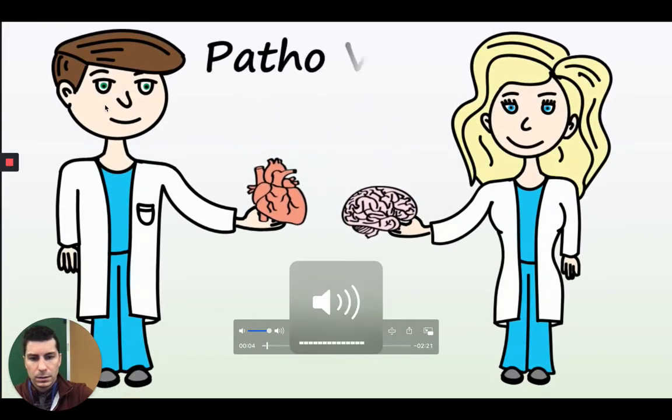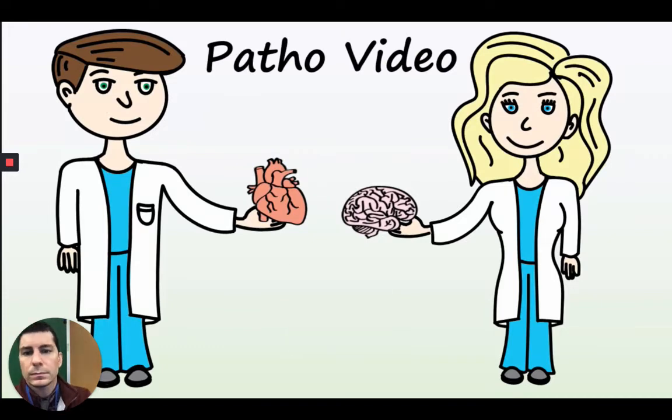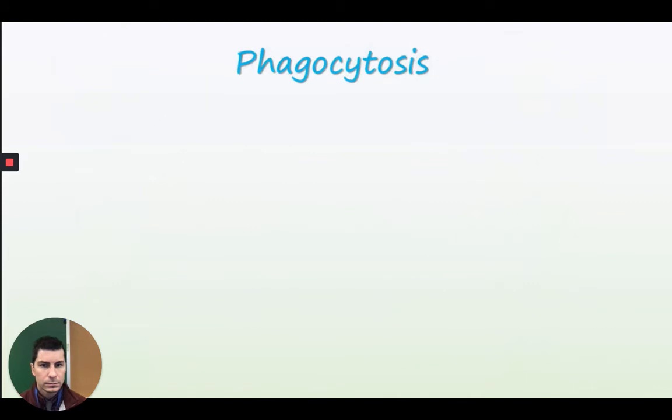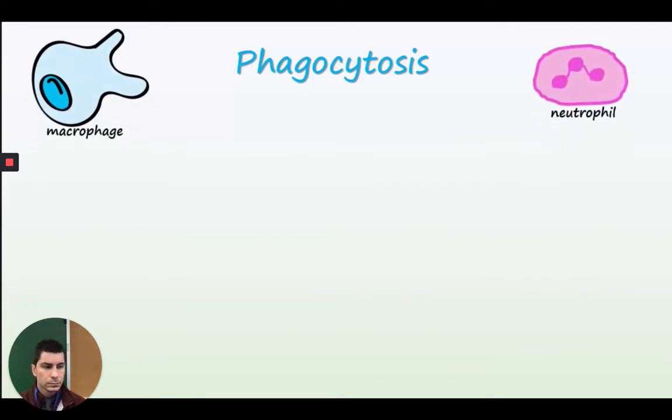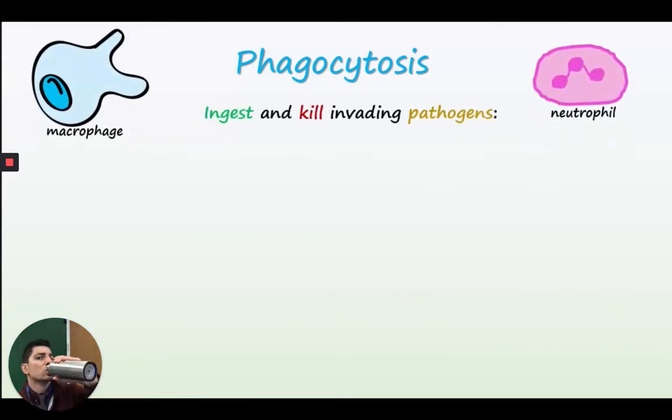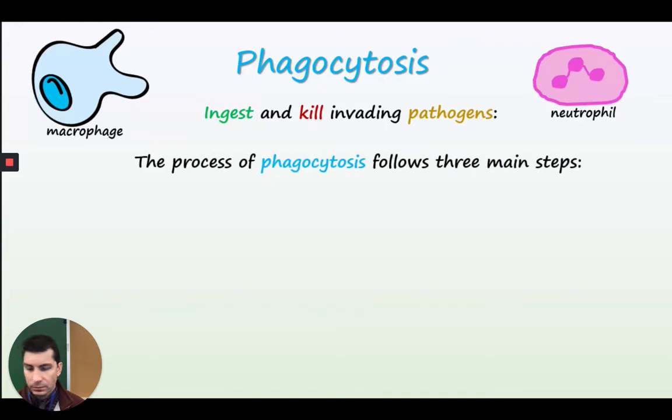Welcome to another Patho video. Today's topic is phagocytosis. Phagocytosis allows phagocytic cells, such as macrophages and neutrophils, to ingest and kill invading pathogens. The process of phagocytosis follows 3 main steps. First, recognition and adherence. Second, engulfment.